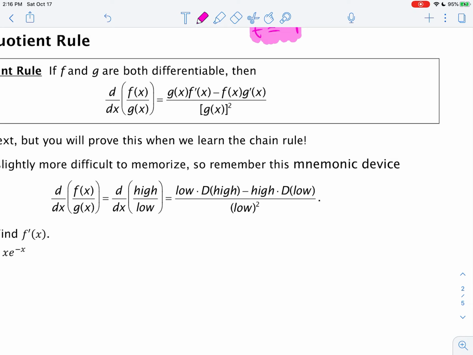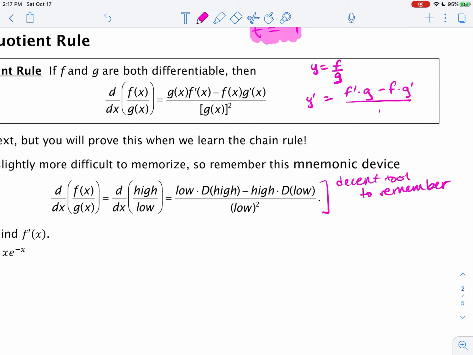And I tend to like to use Newton's prime notation to help students see the formula. This is also a decent tool to remember, because we are seeing that if y is equal to f over g, then y prime is going to be the derivative of the top times the bottom minus the top times the derivative of the bottom over the bottom squared.